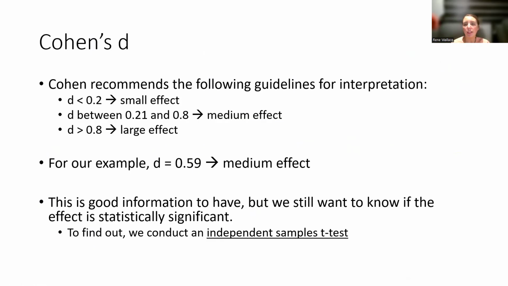Cohen's d recommends the following guidelines for interpretation. So when d is less than 0.02, there's a small effect size. If d is between 0.21 and 0.8, we say there's a medium effect size. But if d is larger than 0.8, we say the effect was really large, right? That's like saying something significant when we're talking about p-values. Not exactly the same, but similar, right? That's meaningful. So for our example, we had a Cohen's d of 0.59, which means we have about a medium effect. So that's good information, but it still doesn't tell us if it's statistically significant, right? It says, well, there was some pretty moderate effect here, so maybe it's significant. So maybe we should do an independent samples t-test.